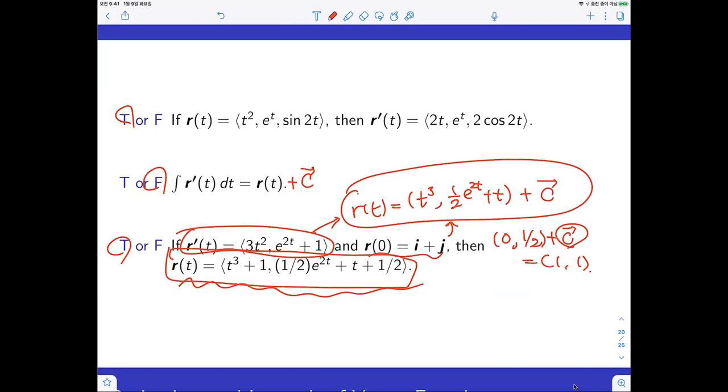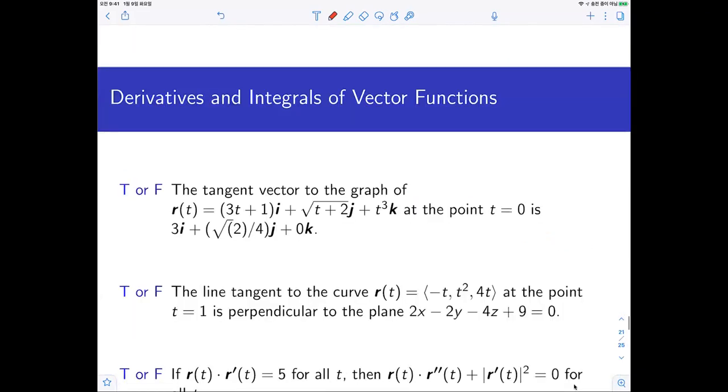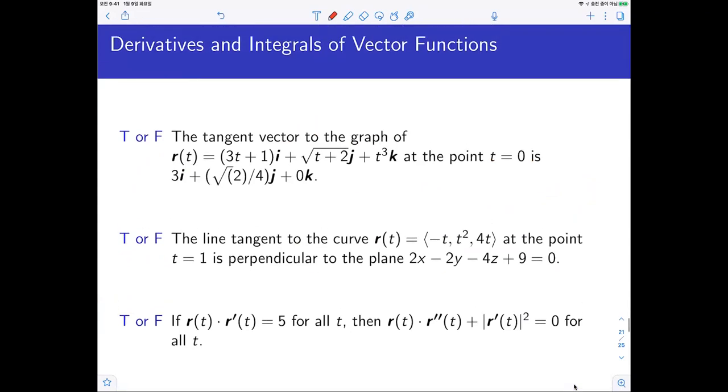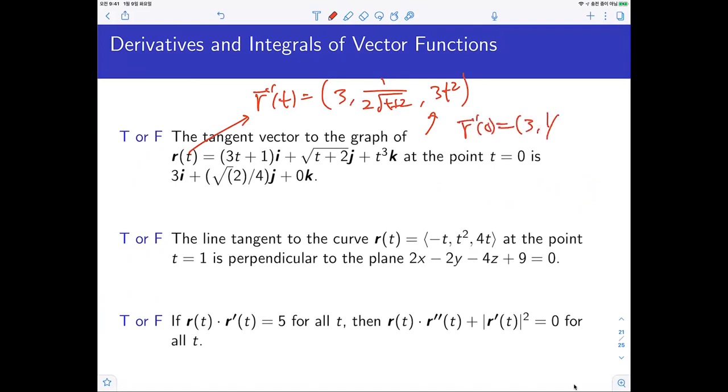It only contains simple calculations, so let me omit it. Here, the tangent vector: we calculate r prime t to get (3, 1 over 2 t plus 2, 3t squared), and we substitute t equal 0 to get r prime 0 is (3, 1 over 2 square root of 2, 0).